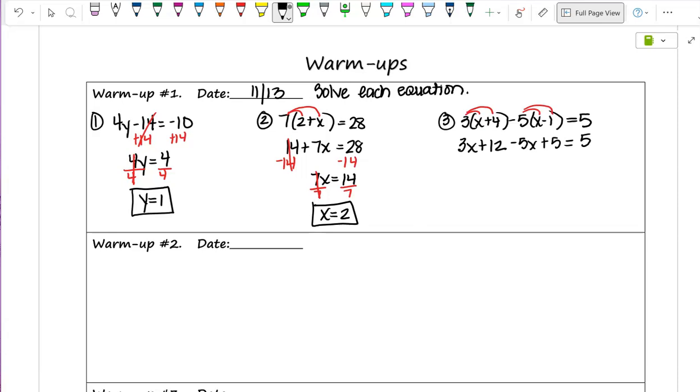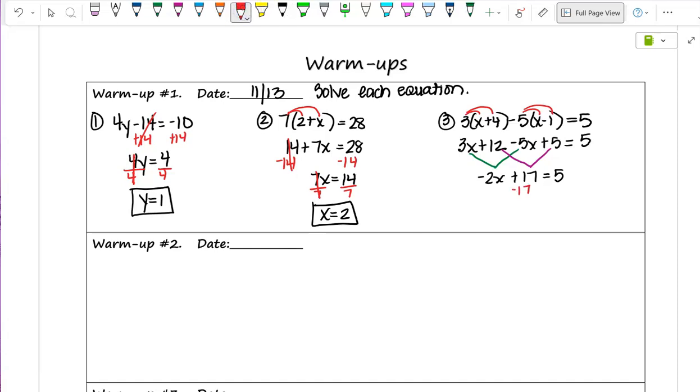Now we have two sets of like terms on that left-hand side. We need to combine the 3x and the negative 5x, and we need to combine the 12 and the positive 5. 3x minus 5x is negative 2x. 12 plus 5 is 17, so plus 17 equals 5. Remember, when they're on the same side of the equal sign, we are just combining like terms.